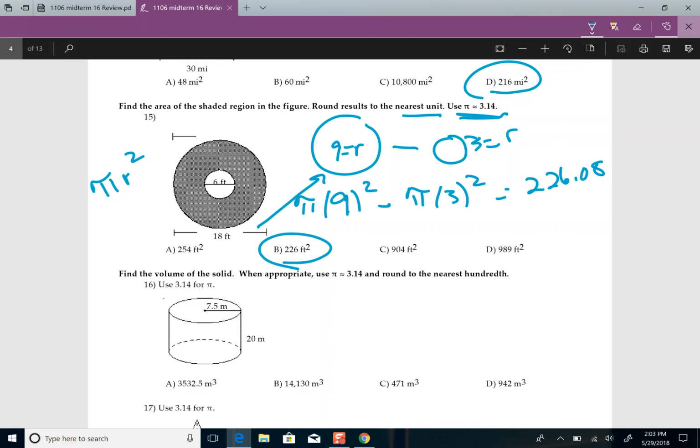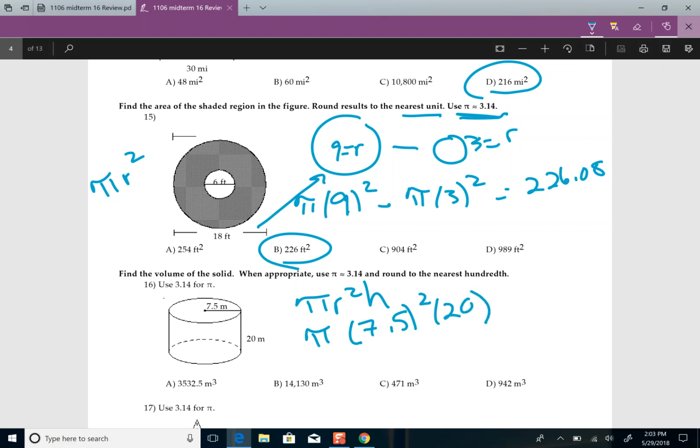16 says find the volume. Use 3.14 and round to the nearest hundredth. Okay, so don't freak out that we have different shapes because they're all really, really similar. So now that this is a circle, it's pi r squared. The only difference is now the circle has some elevation and height to it, so we're going to multiply it by the h. So I have pi, my radius is 7.5, and I square it, and then times 20.